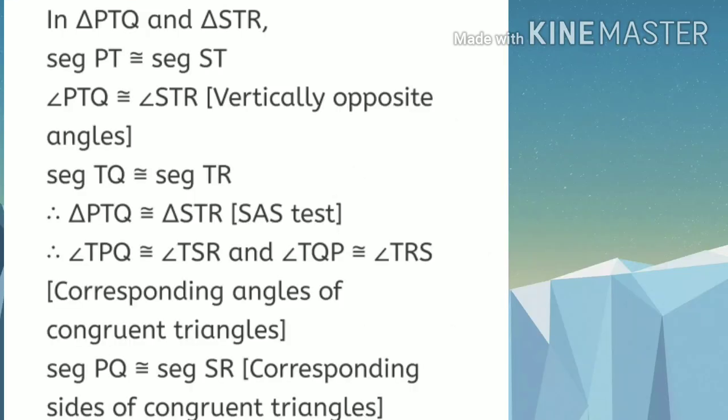So angle PTQ is congruent to angle RTS. So these two triangles are congruent by SAS test of congruency. Okay, let's complete the activity.